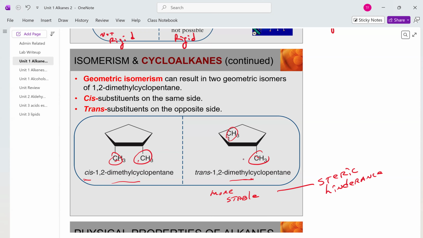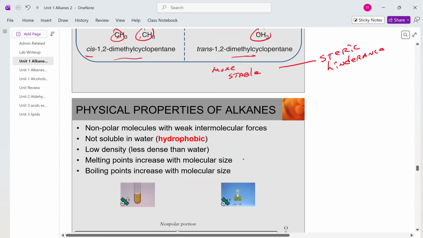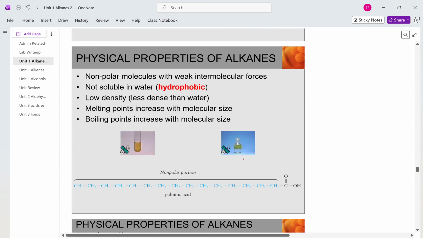Now, a way to remember this is cis, think of sister. Sisters are close, usually, at least after they get past teenage life. Okay, so again, steric hindrance comes into play. It's going to come into play a lot during this semester.